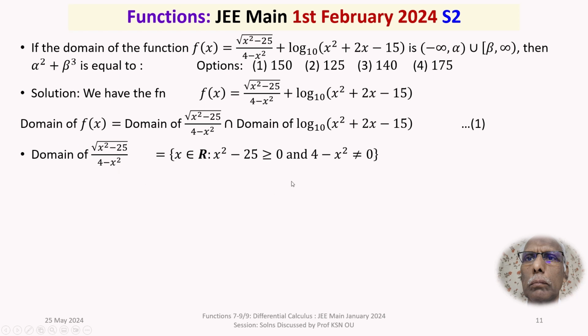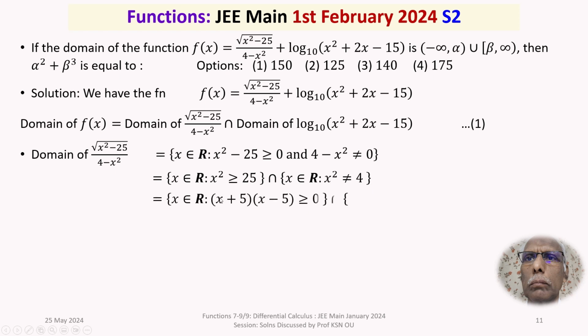Anyway, so this is equal to the set of all those real numbers x such that x square is greater than or equal to 25, intersection, because of the 'and', all those real numbers x belonging to R with x square not equal to 4. So this we have written as (x plus 5)(x minus 5) greater than or equal to 0, and x square not equal to 4 is x not equal to minus 2 and 2. We repeatedly get this kind of situation, and we have done it in earlier problems also.